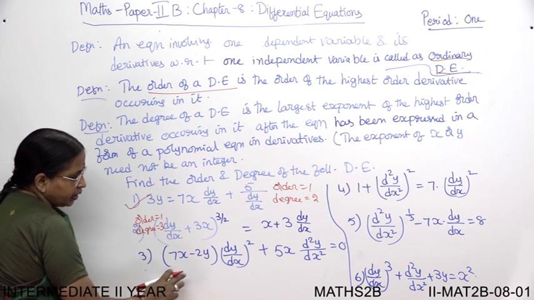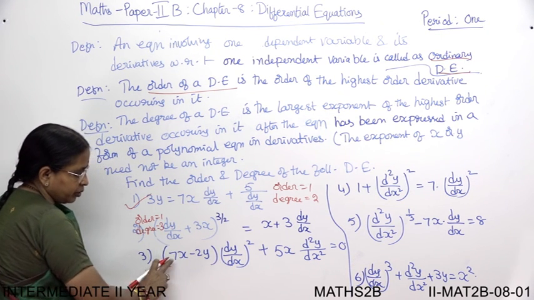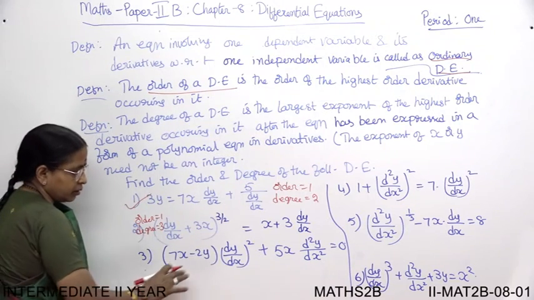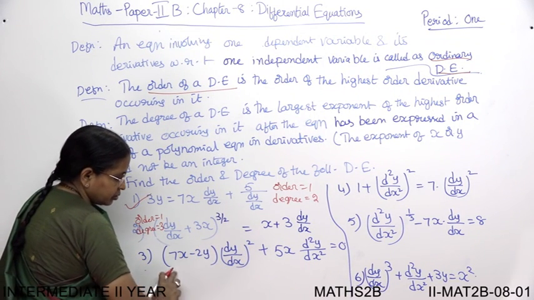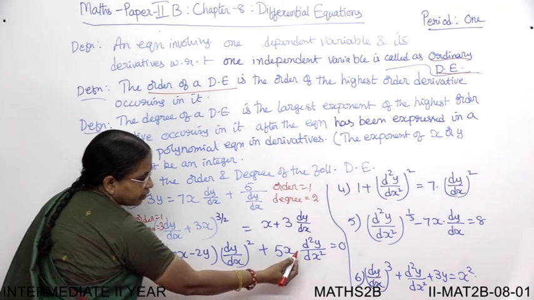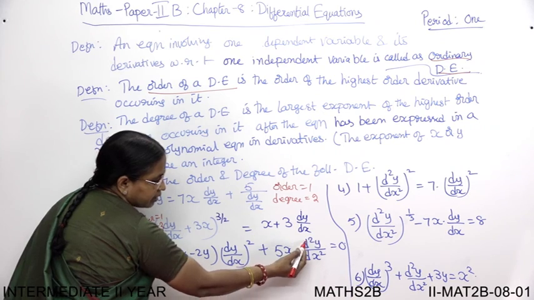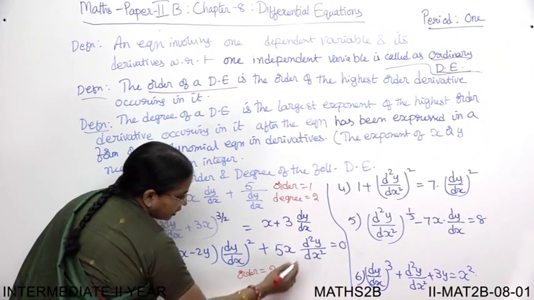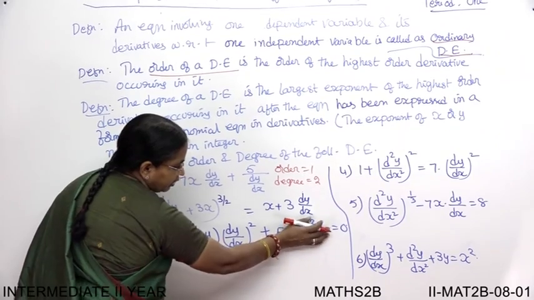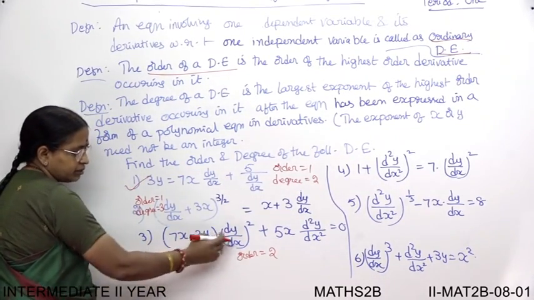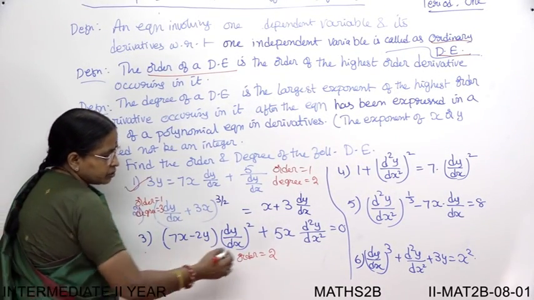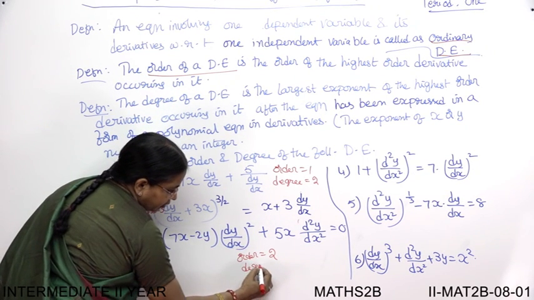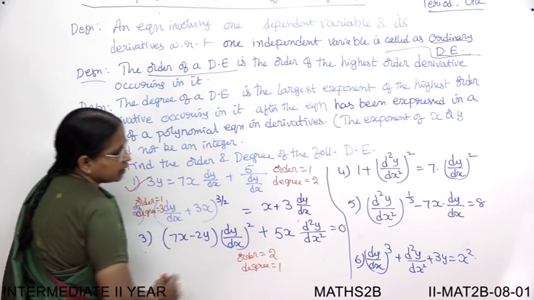We have seen. Now, in this case, it is a direct problem. You don't have any fractional powers or exponents, they are all integers only. So what is the highest order derivative? d square y by dx square, so the order is 2. Now, what is the highest power of it? There is only one term, d square y by dx square, we don't have it anywhere else. So the degree of that is 1. Power is 1, so the degree is 1. Like this we do.